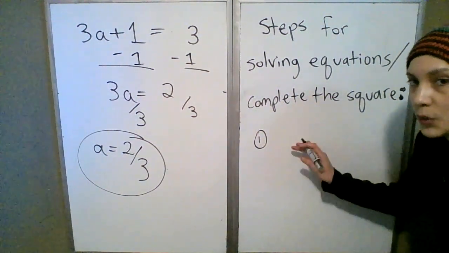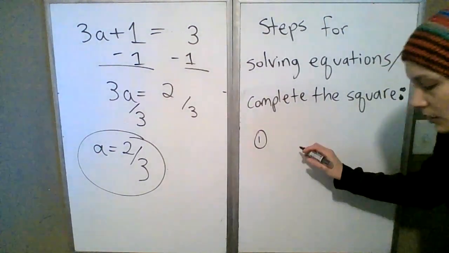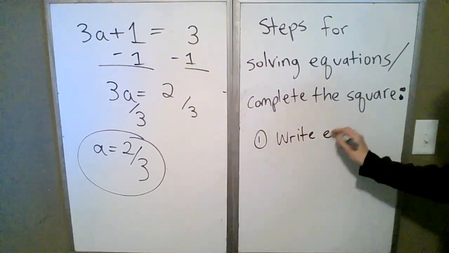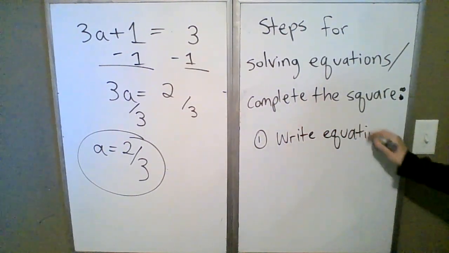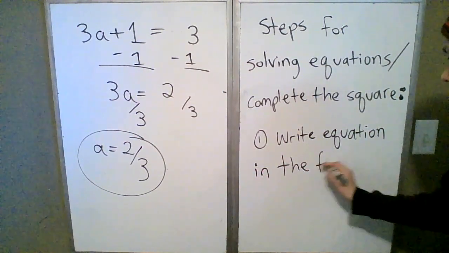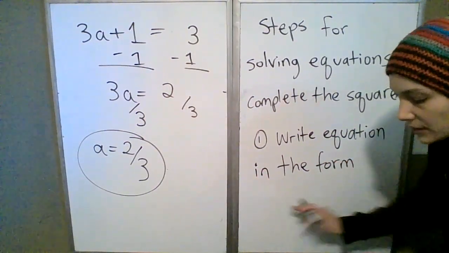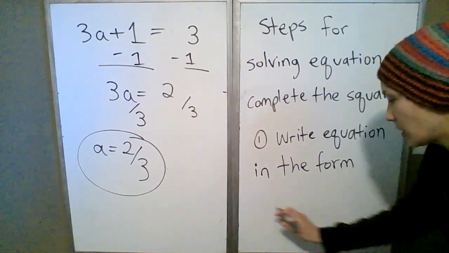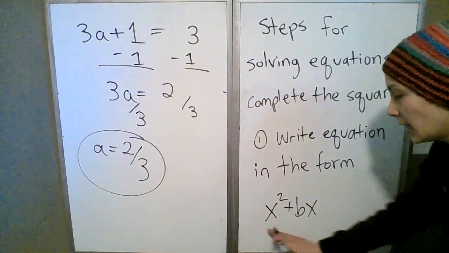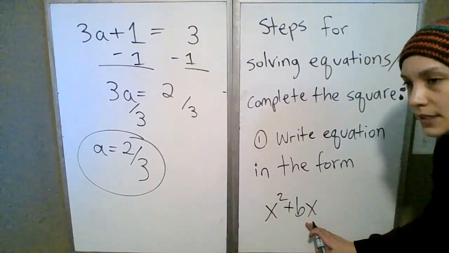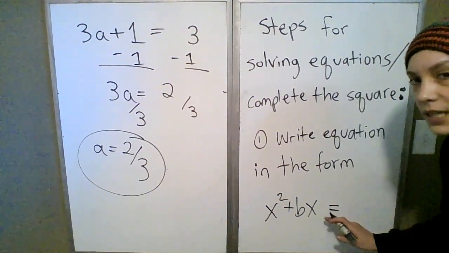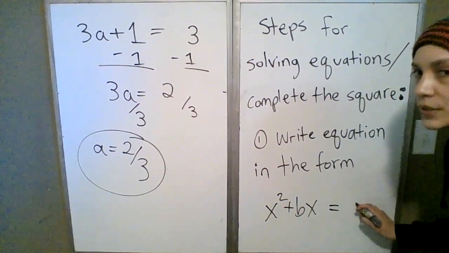You want to take the equation and write it in this form. So write the equation in the form where you have the x squared plus bx. So your variable squared plus some number times the variable. You need this piece to start with, and then have everything else on the other side. So put the number over here. We're going to call that number C.